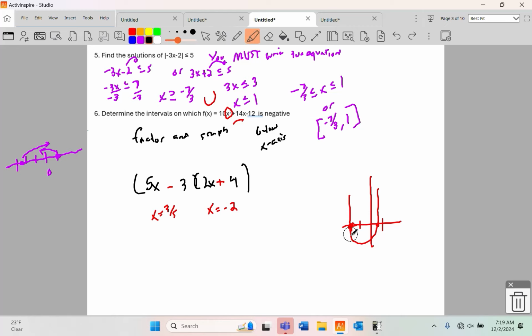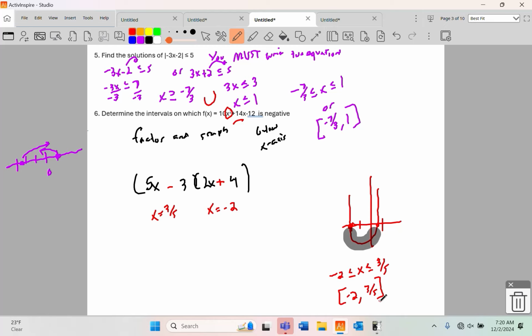Talk about negativity, and this is something that most of y'all are not doing on the quiz. You're not graphing. You're not doing it. Talk about being negative. That means I'm stuck between these two things. I am literally stuck between negative 2 and 3/5. As an interval, negative 2 is the left boundary, 3/5 is the right boundary.